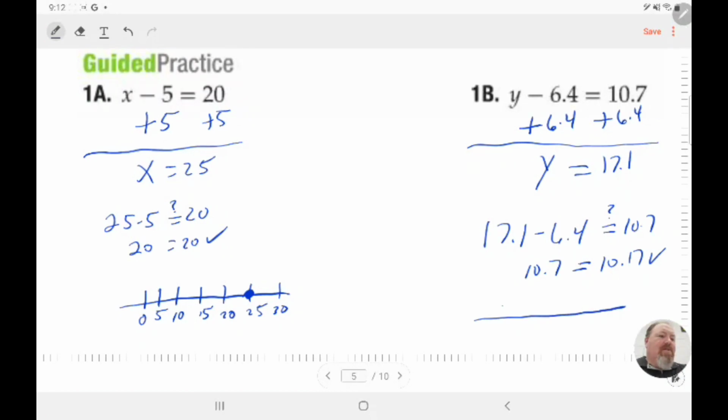And then I could go 17, 17.1, 17.2, and that would go right here.